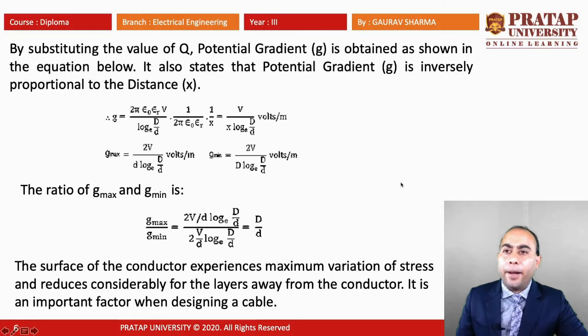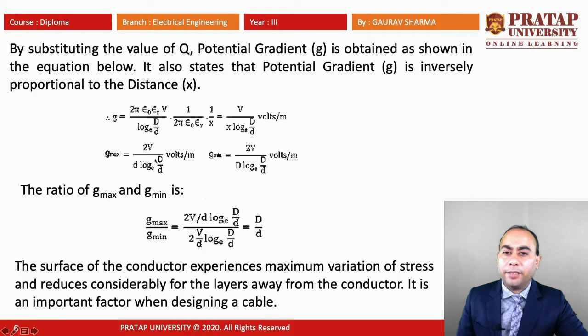Now by substituting the value of Q, the potential gradient G is obtained as shown in the figure. It also states that the potential gradient G is inversely proportional to the distance x. So we put the value, then G is equal to 2 pi epsilon 0 epsilon r V upon log D by d into 1 by 2 pi epsilon 0 epsilon r into 1 by x. So finally we got the value of G.